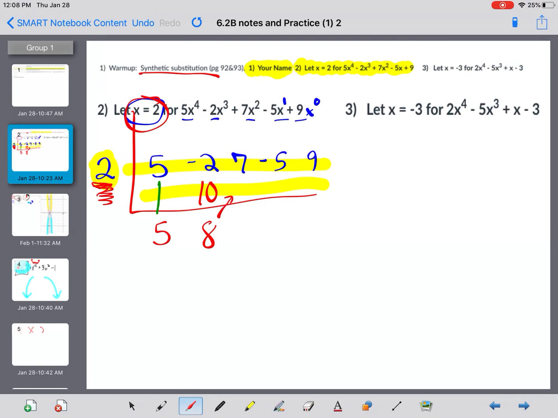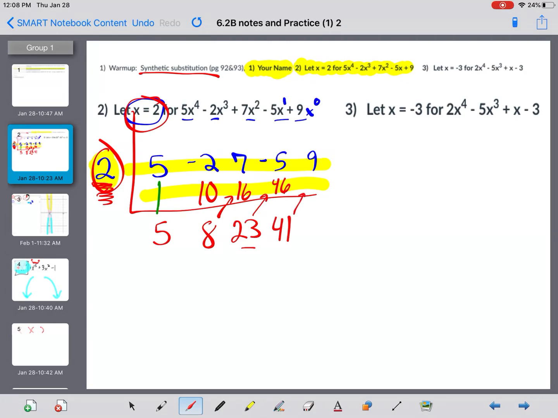Then you take the number on the bottom, you multiply it by 2, you get 16, add that together. So when you have numbers on top of each other, you add. Now you're in the multiply zone, so you take 23, you multiply it by 2, you get 46. 46 plus -5 is 41.